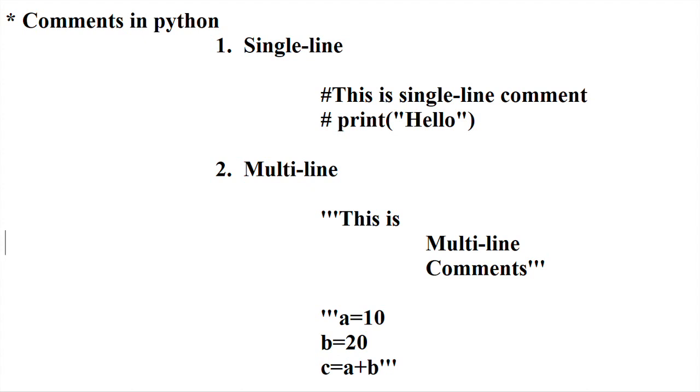Then multi-line comment. In case the user wants to specify a multi-line comment, then the comment can be given inside triple quotes. Here we are seeing an example. In case the user wants to explain much more about a topic, then we use a multi-line comment with triple quotes. And in case the user wants to hide more than one line of code, then we use a multi-line comment.